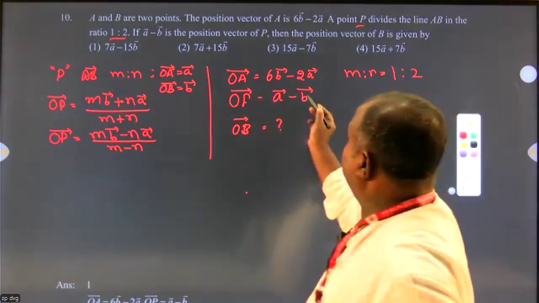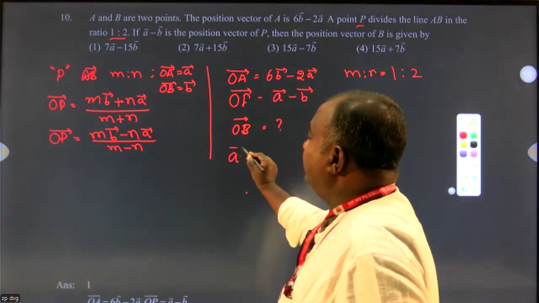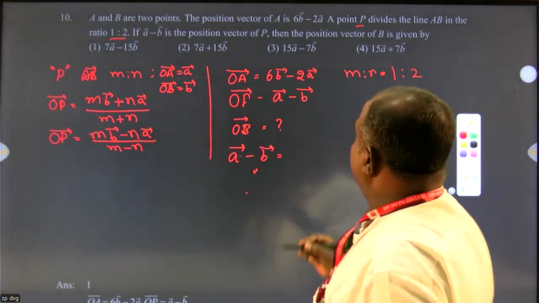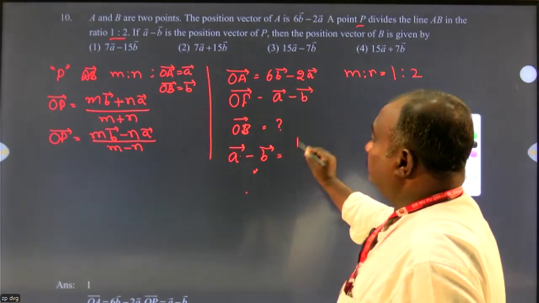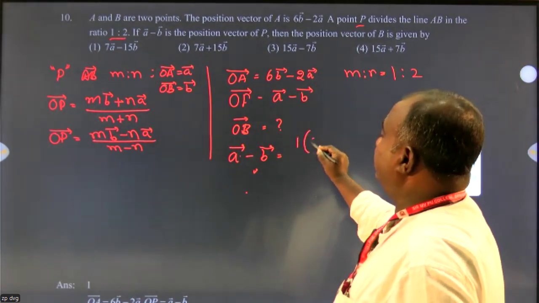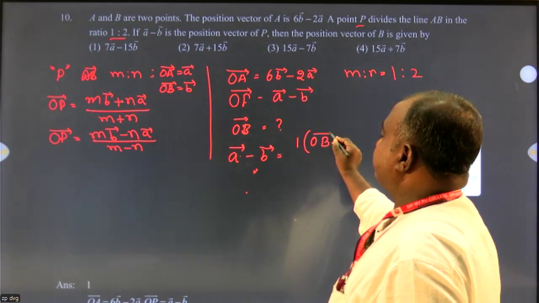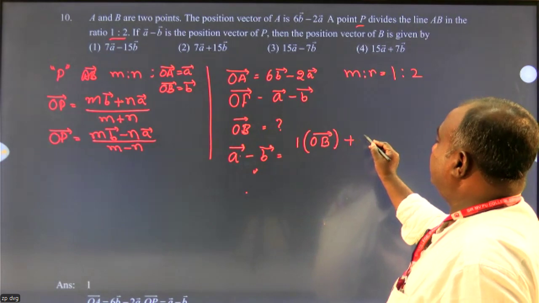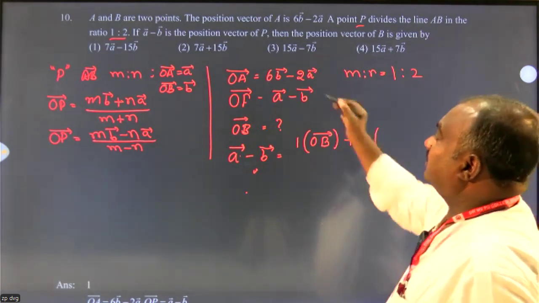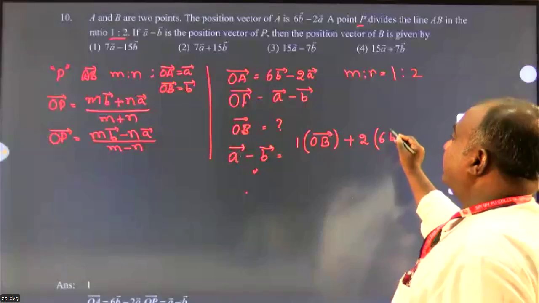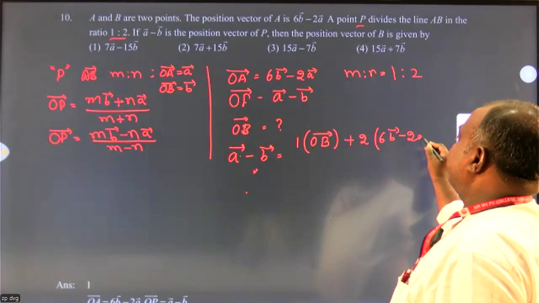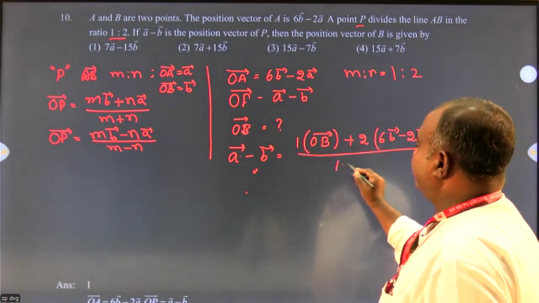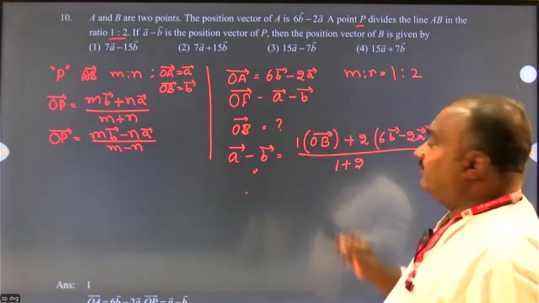Now, what is OP bar? You have A bar minus B bar is equal to, here M is 1 into B bar, what is the B bar? Means OB bar, plus N into A bar, means 2 into A bar. A bar is OA bar, what is that one? It is 6B bar minus 2A bar, by 1 plus 2. Now this 1 plus 2 is 3.